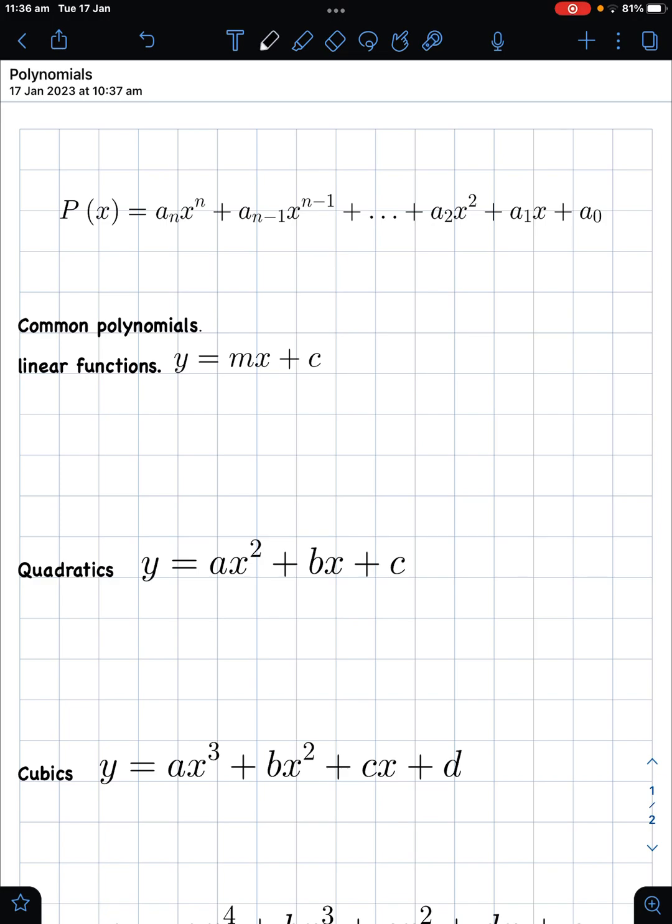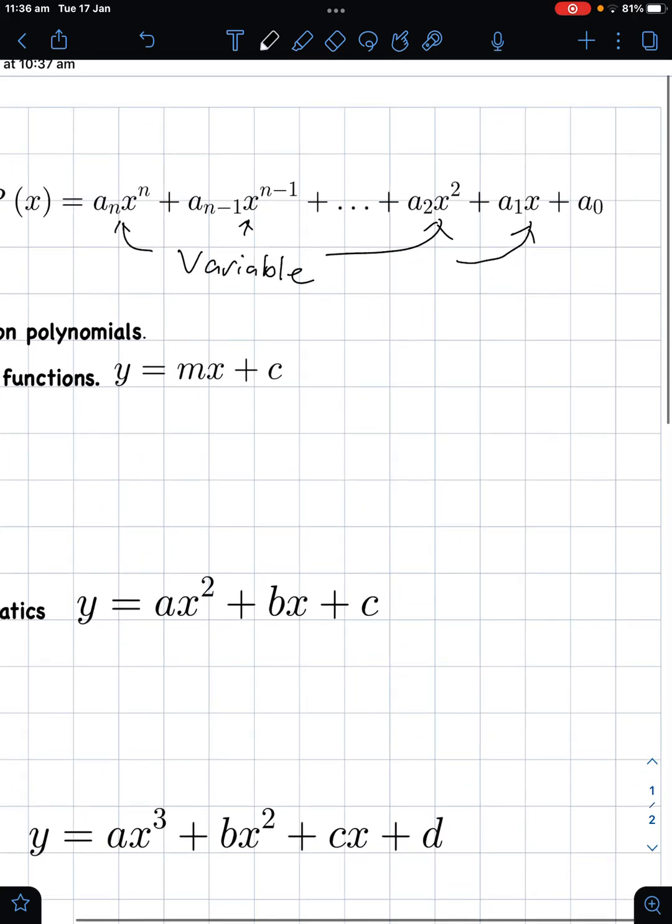Now we'll put a few labels on here. x, x, and x. These are all our variable. This here is our constant term. So you'll notice it doesn't have a variable with it. Our constant term just means that that's a number.